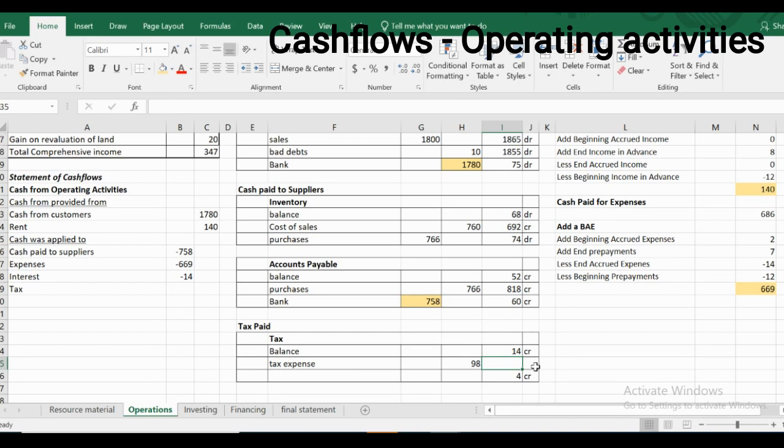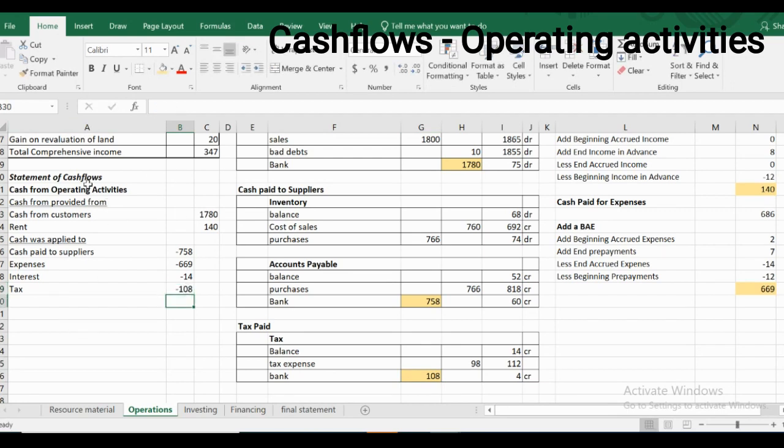So 14 and 98 is 112. So how much must we have actually paid for the government to end up with only owing 4? We must have paid 108. And that's the number that ends up going over here.